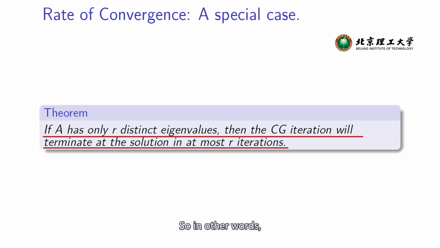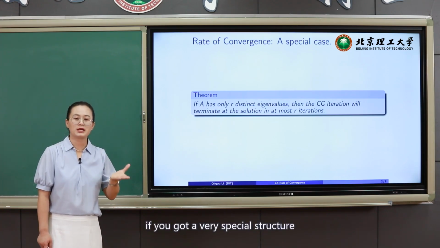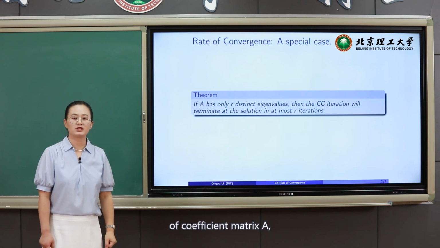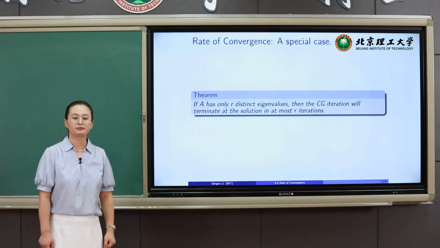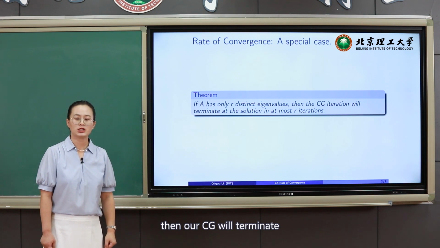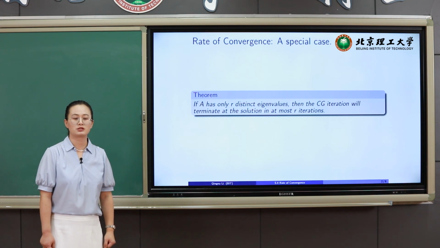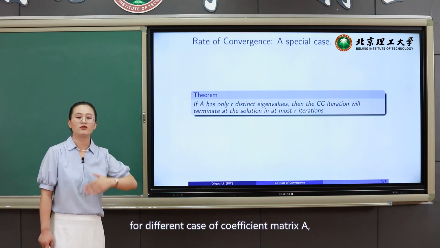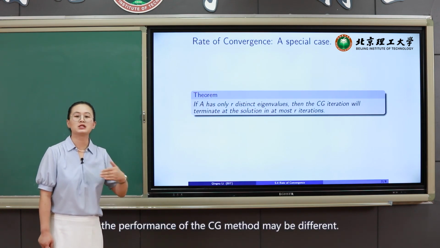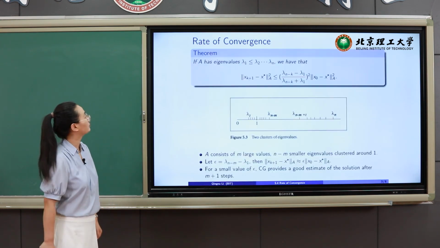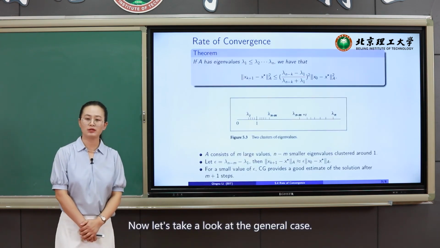Okay, so in other words, if you have a very special structure of coefficient matrix A, where this A has only r distinct eigenvalues, then our CG will terminate within at most r iterations. So it means that for different cases of coefficient matrix A, the performance of the CG method may differ. Now let's take a look at the general case.